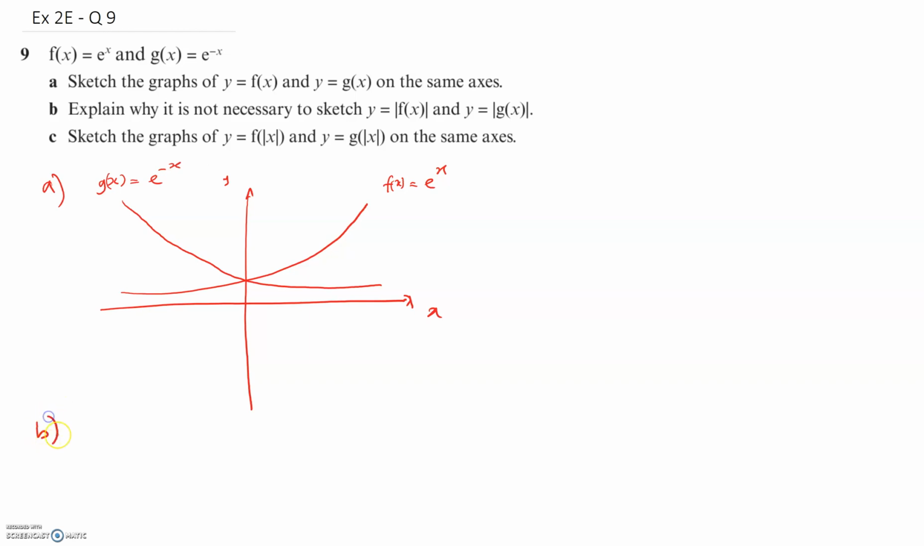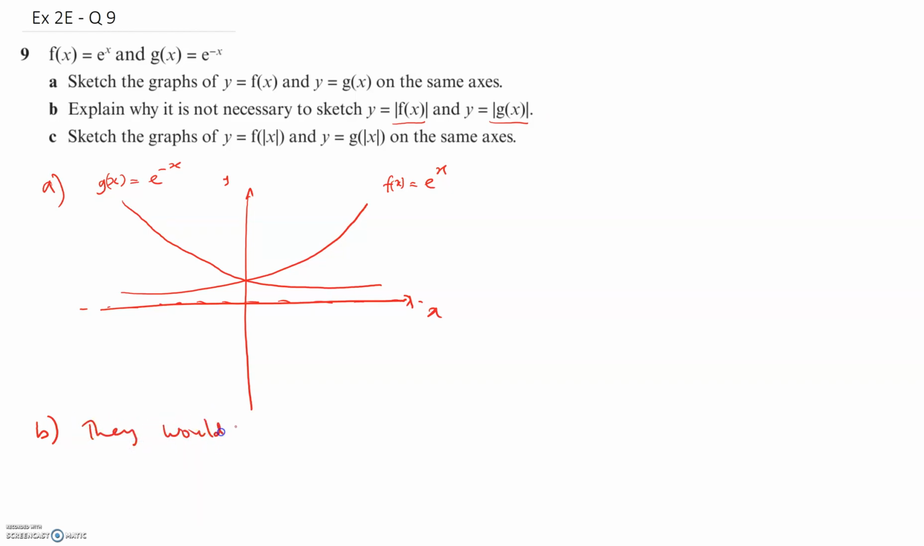Part B, it says explain why it is not necessary to sketch mod of f of x and mod of g of x. Well, if you look at the graphs already, by their nature they sit above the x-axis, and there is an asymptote here as well, so none of it goes below the x-axis. And remember what mod of the whole function does: anything below the x-axis will be reflected above the x-axis, or in the x-axis. Since there is nothing below already, there'll be nothing reflected, and the graphs will not look any different.